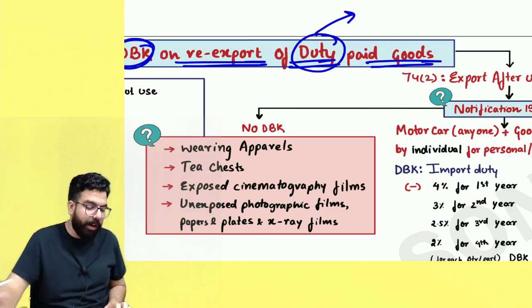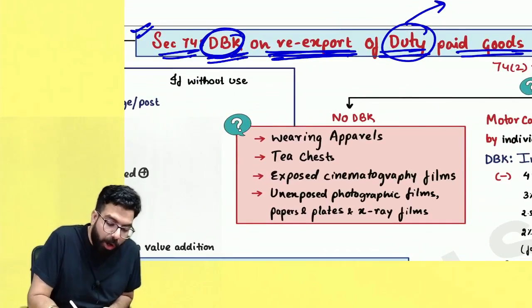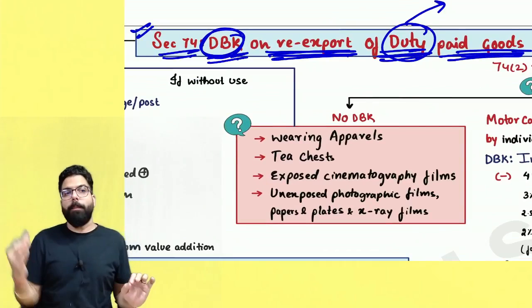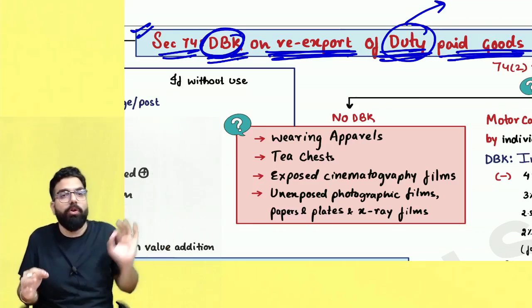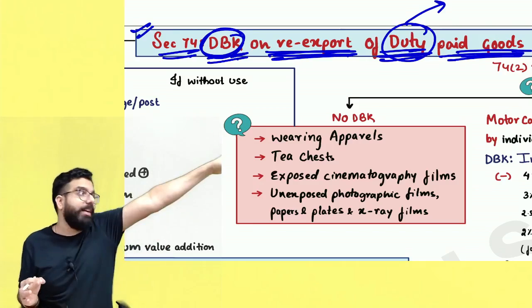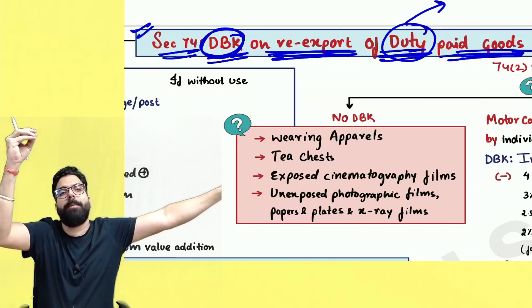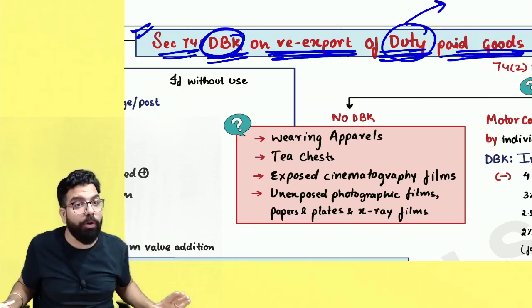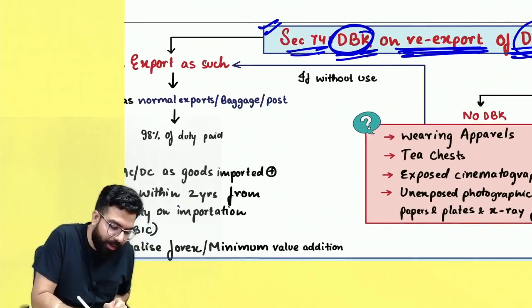So we are going to understand now. Section number 74 says duty drawback on re-export of the duty paid goods. So you imported something, you paid the duty on those goods. Now you are exporting those goods. Whatever duty you have paid, because you have changed the destination of the goods, the Indian government says whatever duties you have paid on those goods, we will give it back to you, and that is known as duty drawback. So let's start with section number 74 now.